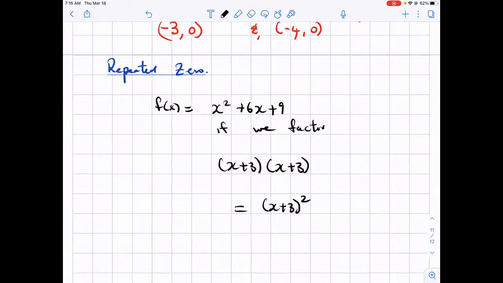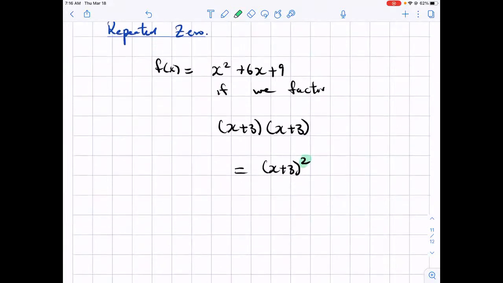So we'll see that if this power here, and it has to be greater than 1, is even, the graph touches the x-axis. It touches it, but it does not cross it. And when that power is odd, the graph crosses the x-axis. So let's make a note of that.